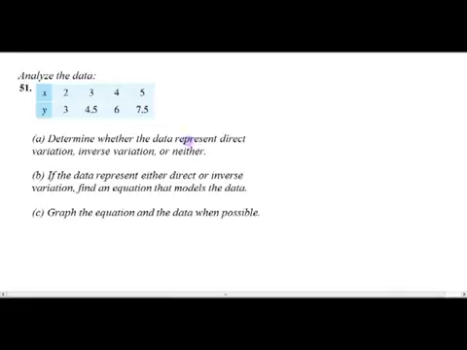Let's analyze this data. First, we want to determine whether the data represents direct variation, inverse variation, or neither. When we look at this data, x is increasing, and as x is increasing, y is also increasing. Right now we can just suspect that it's probably a direct variation model. So let's assume that for the moment, and we'll come up with our model, y equals k times x. Now let's try and find the constant of proportionality k so we can get our model.